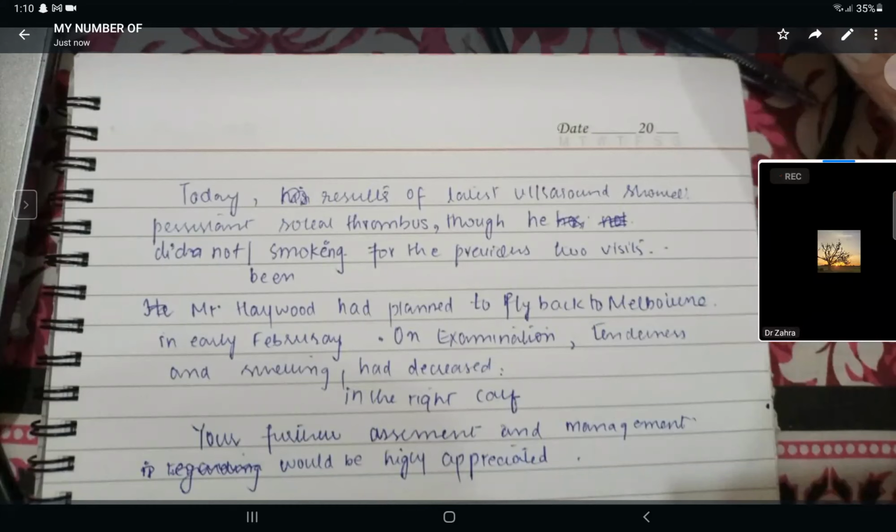Please read this. Okay. Today, results of latest ultrasound showed persistent soleal thrombus, though he did not be smoking for the previous 2 visits. What is incorrect here? This is not your letter, I know, but what's incorrect here? Today results of latest ultrasound showed persistent.